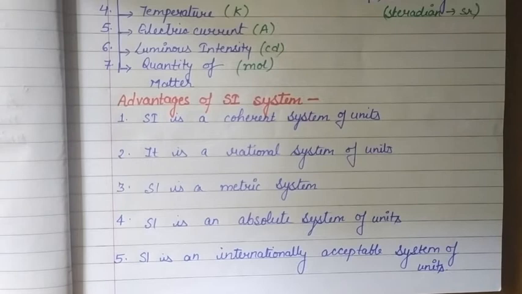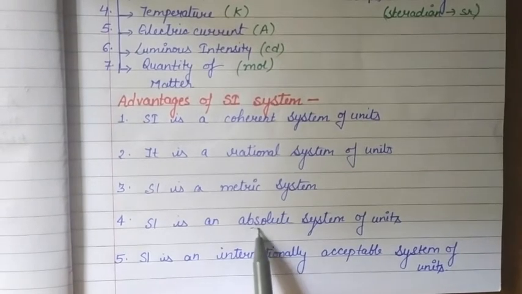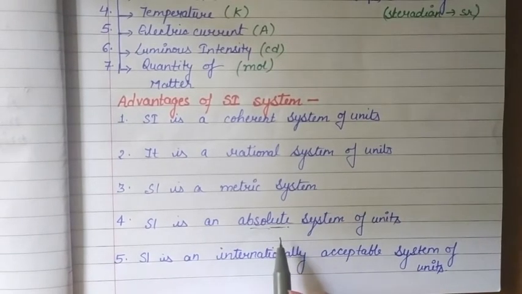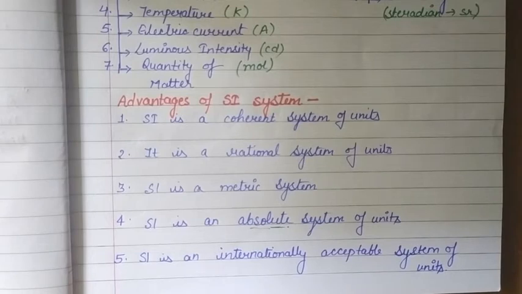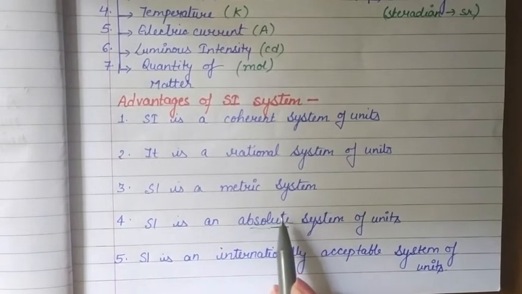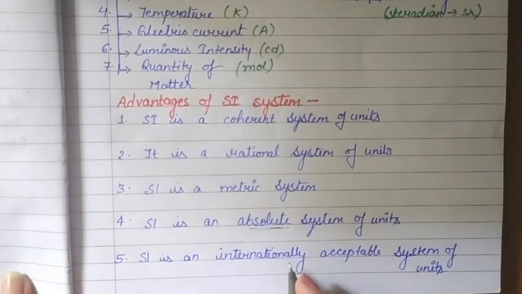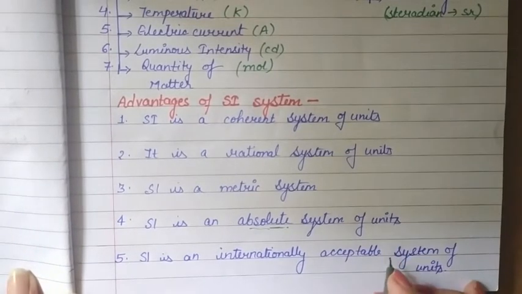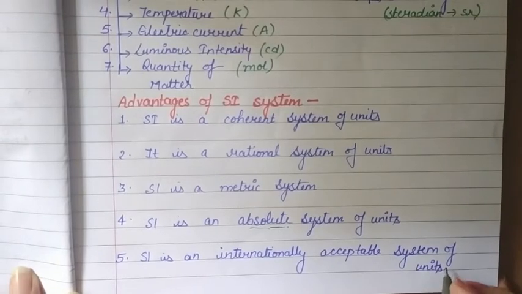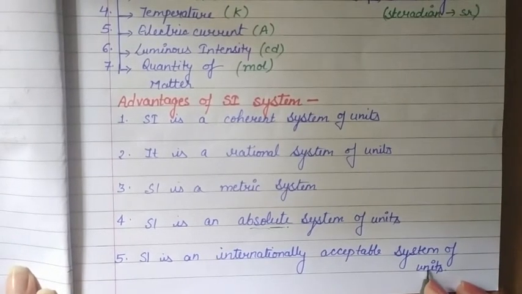Next point is that SI system is an absolute system of units. That means it doesn't use gravitational units. The use of small g is not required here. Absolute system of unit means the use of small g or the gravitation is not necessary. That's why it is an absolute system of unit. Okay, and the last one is very common, that SI system is an internationally acceptable system. That's why we use it the most. The reason we use it the most is because it is an internationally acceptable system of units. So these are all the advantages of SI system.